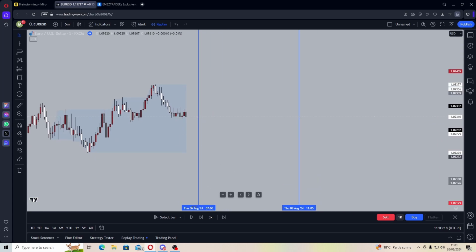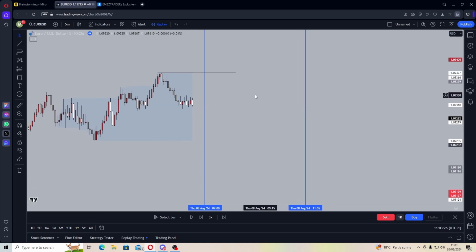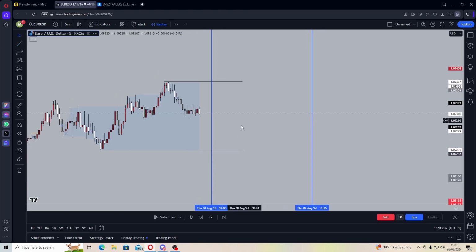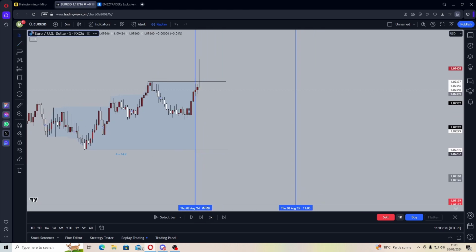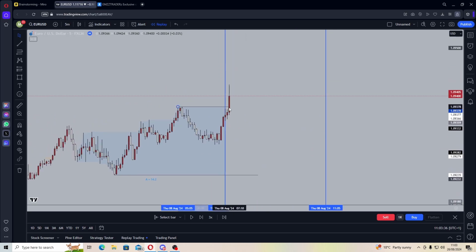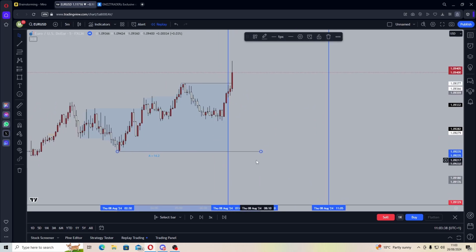What we're going to be looking for now is where price shifts to and where it sweeps the liquidity. If I mark out my liquidity right here, this is the highs and this is the lows. We're just looking at which way price takes out, and we can see that price took out the highs. Now I'm going to be removing the low line.